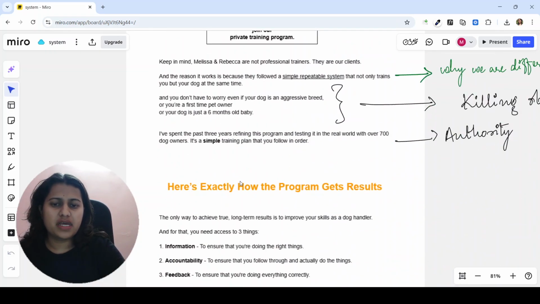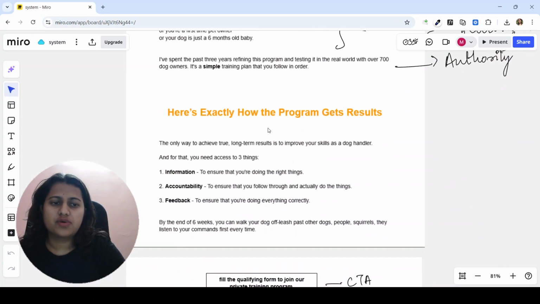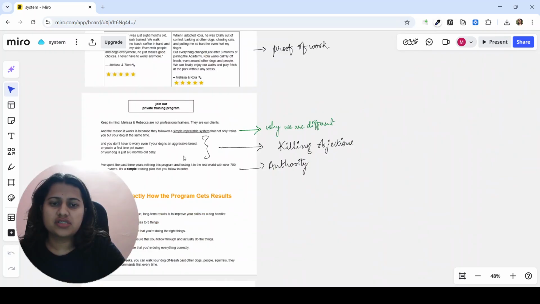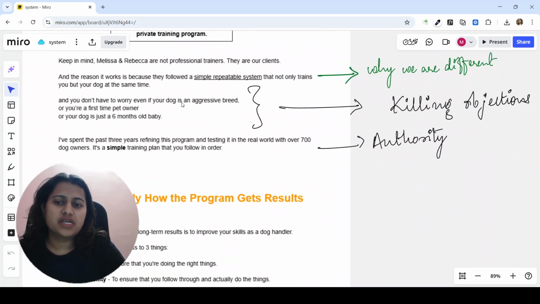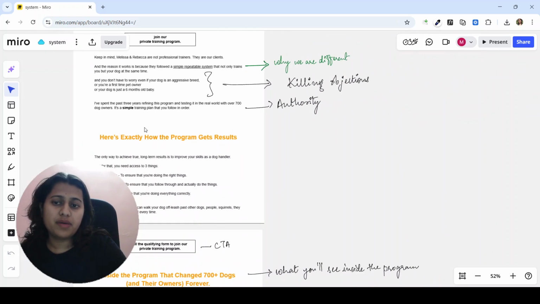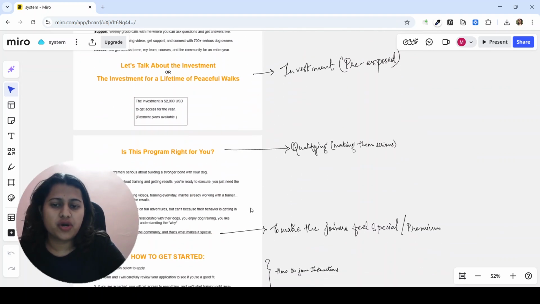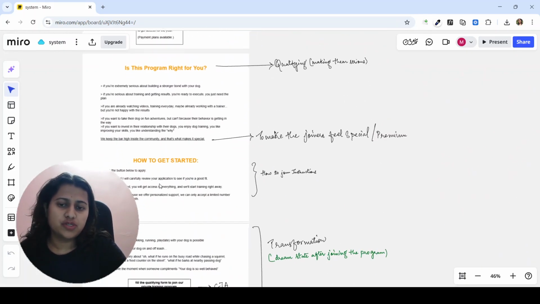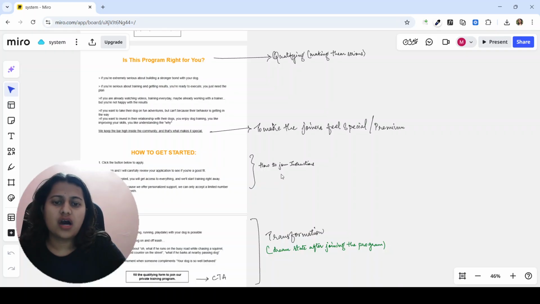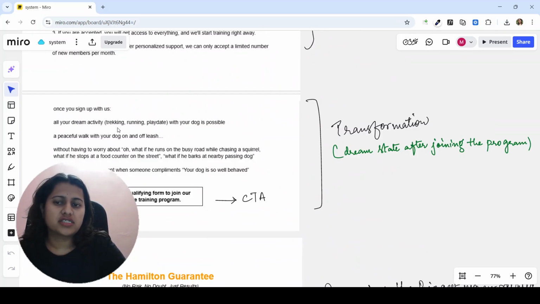And then the video is playing: video testimonials, joining a book, authority, killing objections, and why we are different. Killing objections means, even if your breed is aggressive, or you are a first-time pet owner, or your dog is just a baby of 6 months. And what do you see inside the program? What is the investment you have to make? And then qualifying who is serious for this program, and only them should be joining. And again, how to join, what the instructions are, and then the transformation they can expect.